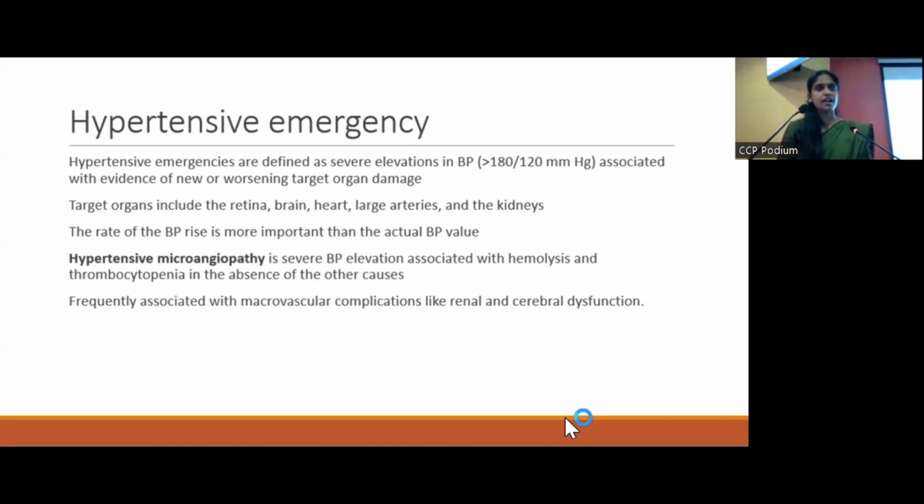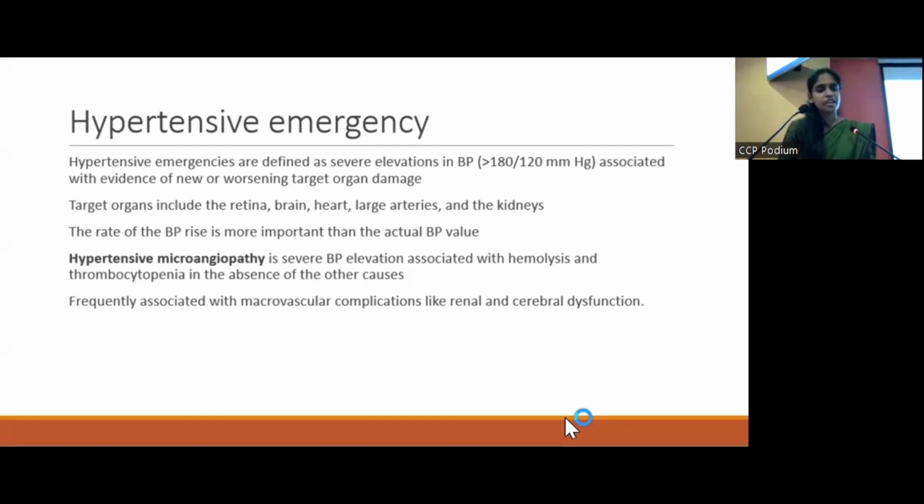One common cause is a hypertensive emergency. Hypertensive emergencies are defined as severe elevations in blood pressure, above 180/120 mmHg, with associated new or worsening target organ damage. The target organs can be the retina, brain, heart, large arteries, or the kidneys. The rate of blood pressure rise is more important than the actual value of the blood pressure.